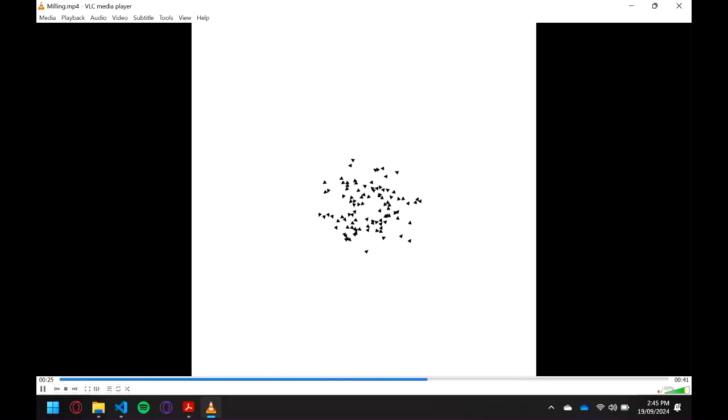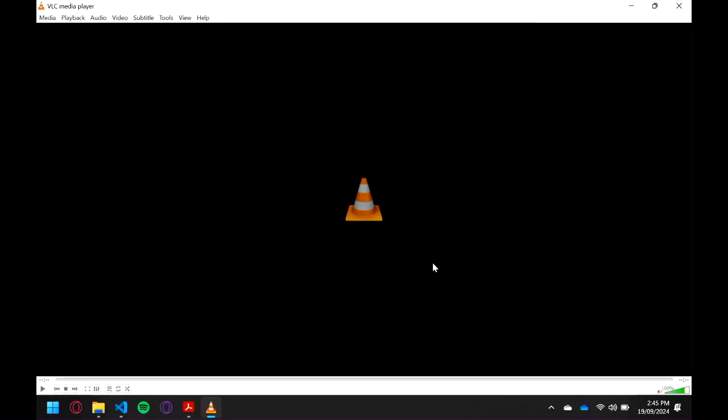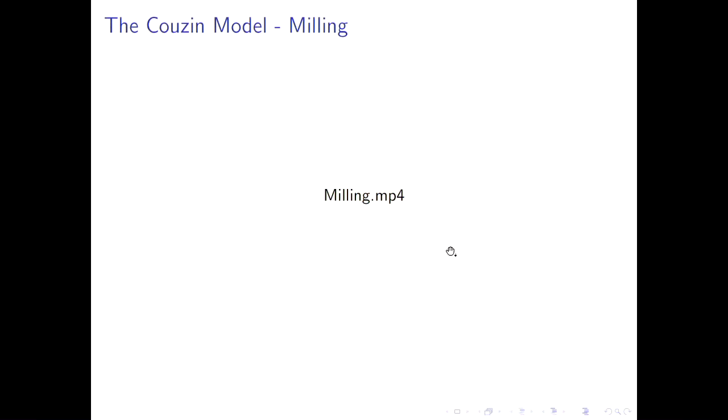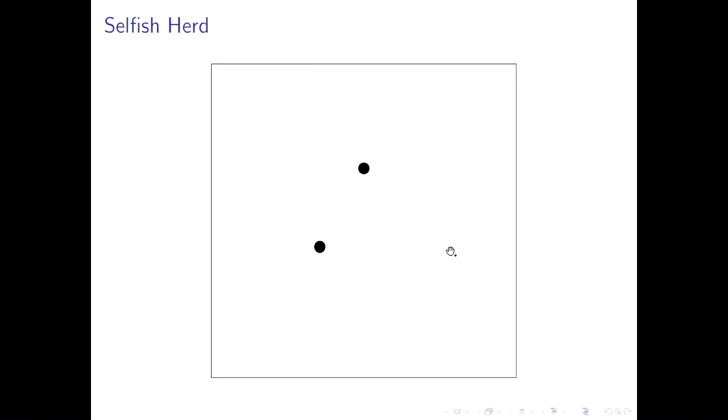And so when we talk about combining the models later, all of the parameters will go into trying to replicate this Couzin model. So if a particle is chosen to do Couzin as its model, then it'll be operating under parameters that have these conditions, or that lead to those conditions. So the next model is the selfish herd model.